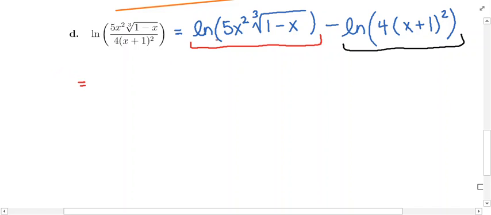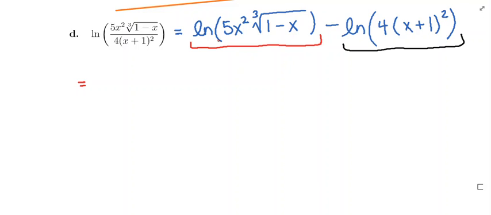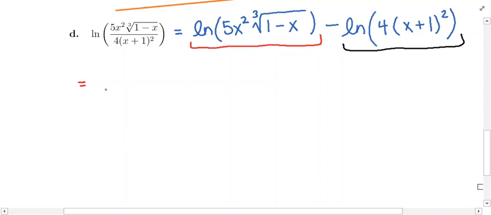We're still expanding here. We've got the natural log of 5 times x squared times the cubed root of 1 minus x. The first thing I'm going to do is rewrite the cubed root so that it's converted to a power. If you have the cubed root of something, that's the same thing as raising it to the 1/3 power. So this is going to be the quantity 1 minus x raised to the 1/3 power. That's my first step because it's easier to work with the power instead of the radical here.